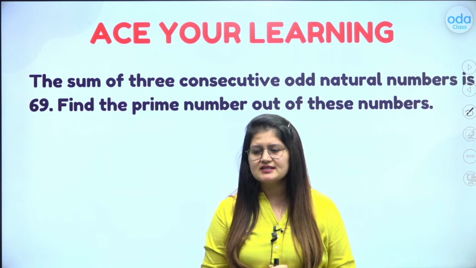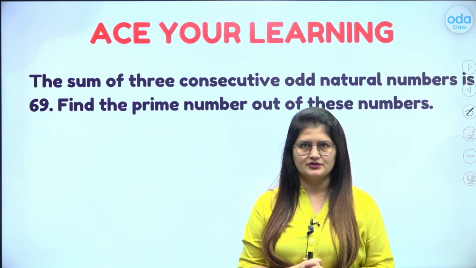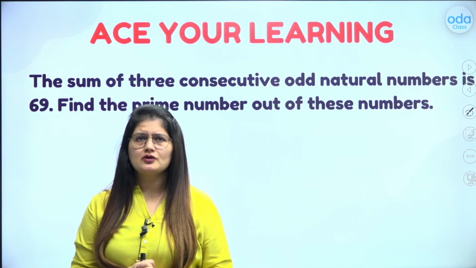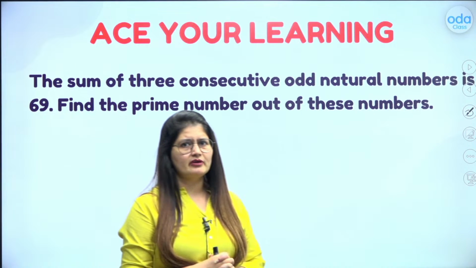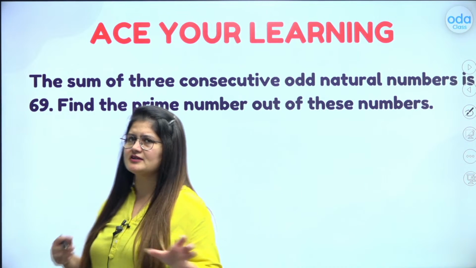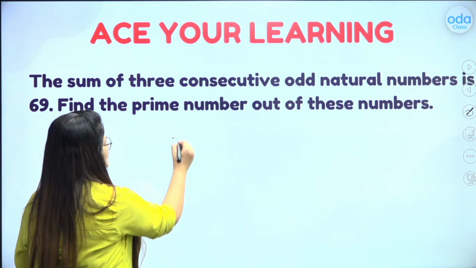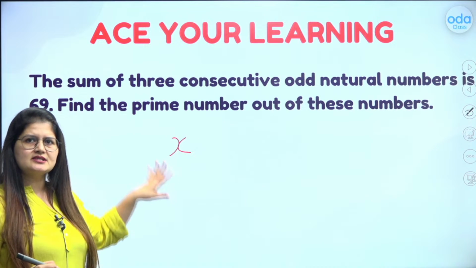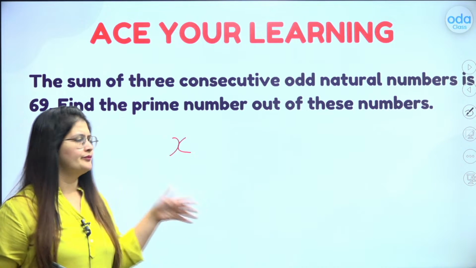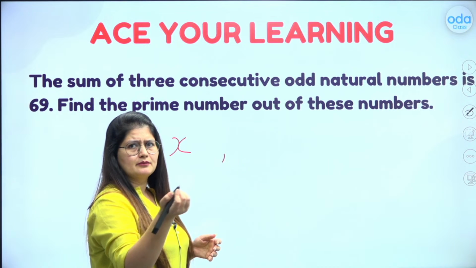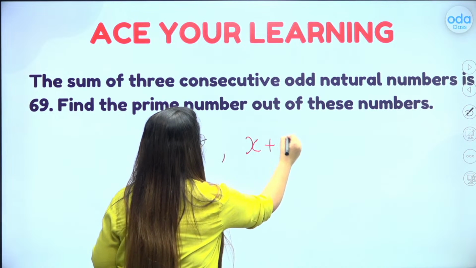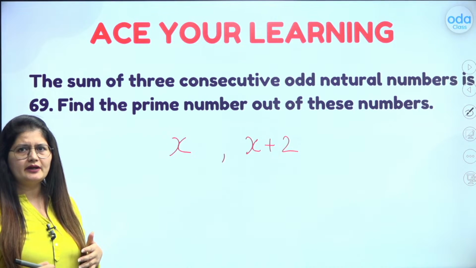Okay, so now the question says the sum of 3 consecutive odd natural numbers. Firstly, let's take the first number as x. This is the first odd number that we have. The next odd natural number: you will say, ma'am, if it is an odd natural number, there is going to be a difference of 2. Definitely, that is going to be x plus 2. This is the next odd natural number that we are going to get.